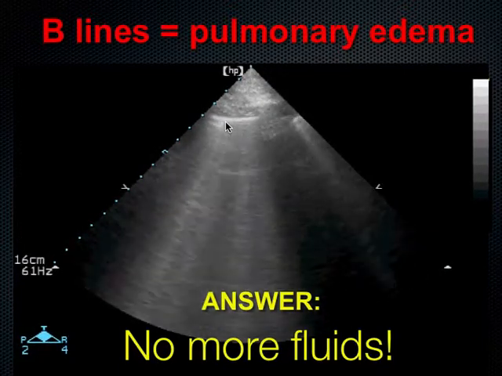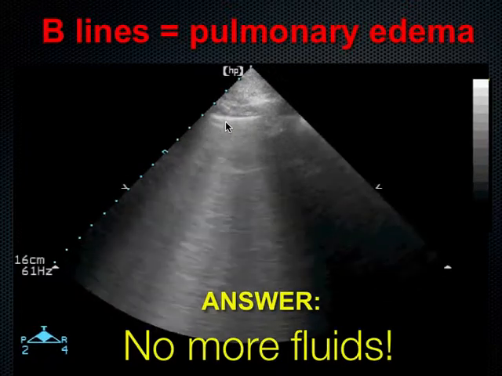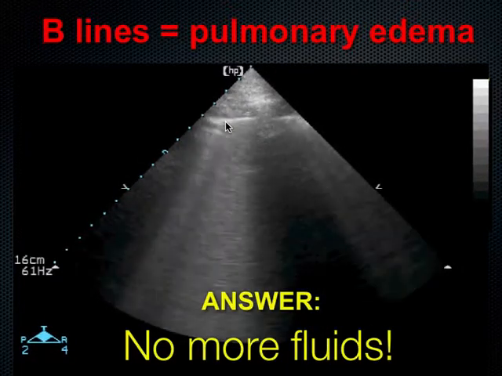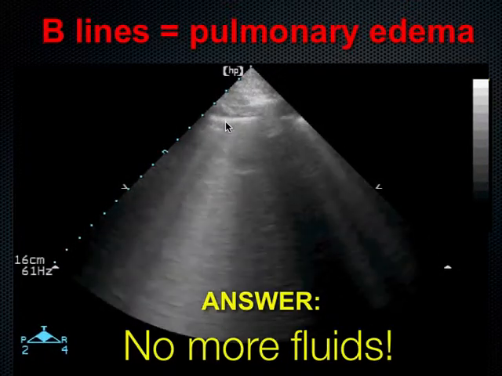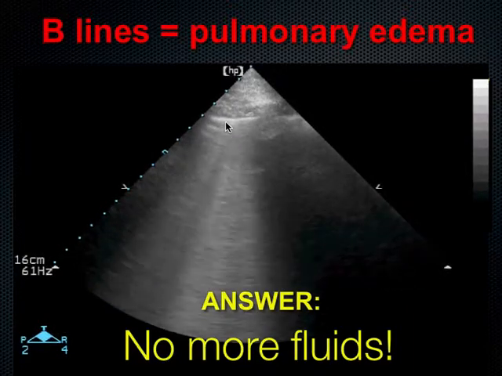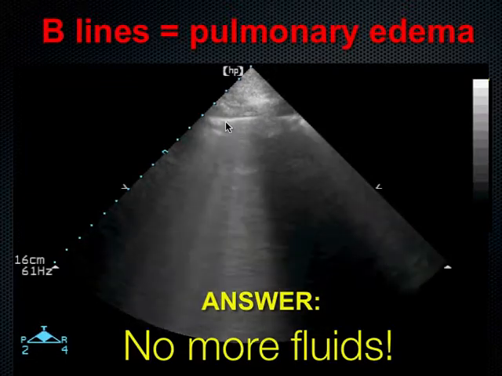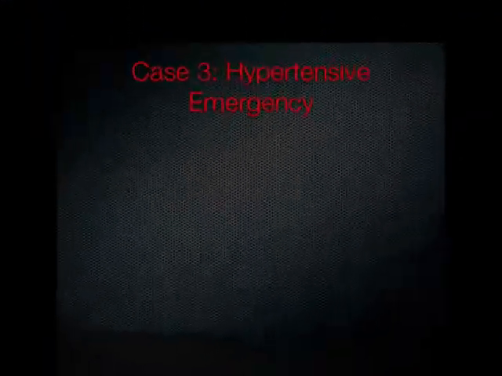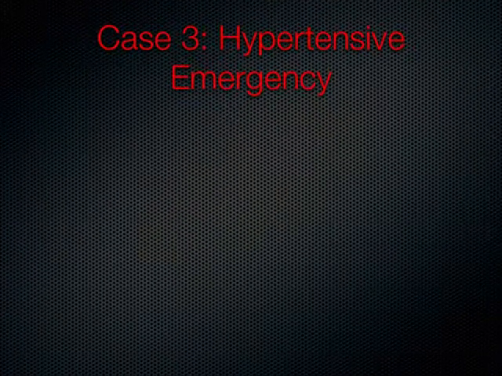fluid overload. And you'll learn about the Starling curve and how once you get too far up the Starling curve, the contractile function of the heart is no longer functioning well. So in fact, what we need to do is give a medication that can get rid of the fluids, like a diuretic, like Lasix. Okay. So that's how ultrasound is very helpful.